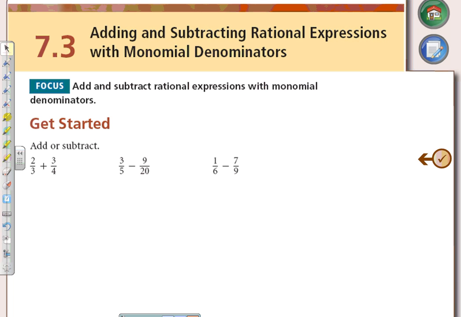All right, 7.3. We're now adding and subtracting the rational expressions. And this one we're doing with monomial denominators. So just like with adding and subtracting fractions and regular numbers, they tend to be a little bit more difficult than multiplying and dividing fractions because of the one thing you've got to do. You need a common denominator.